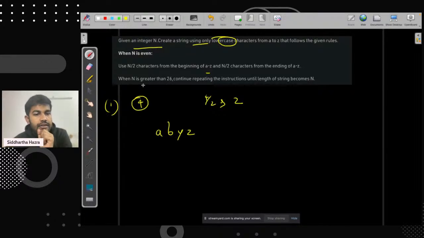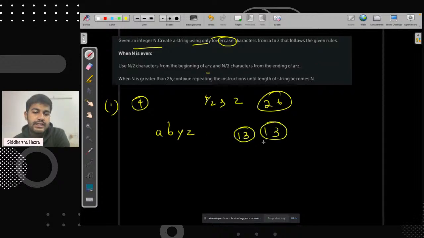Then if the number is greater than 26, that means we need to continue doing this operation until the length of the string becomes n. Or suppose the length of the string is 26, then we need to have the first 13 characters and the last 13 characters. So basically we need to have from a to z.